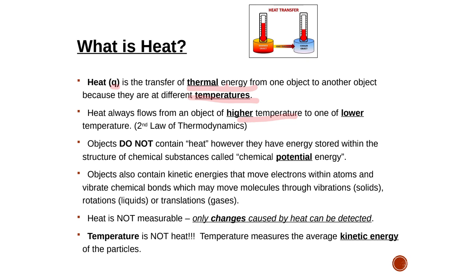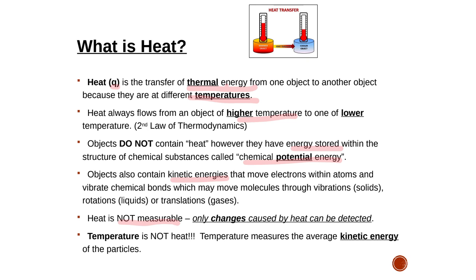Objects do not contain heat, but they have energy stored within their chemical structure, called chemical potential energy. We mentioned that in the previous slide. For potential energy, we're going to be looking at either nuclear energy or chemical energy. Objects also contain kinetic energies that move electrons within the atoms, and this is the motion. In particle theory, objects or atoms are always in constant motion, and this is where we get our kinetic energies from.